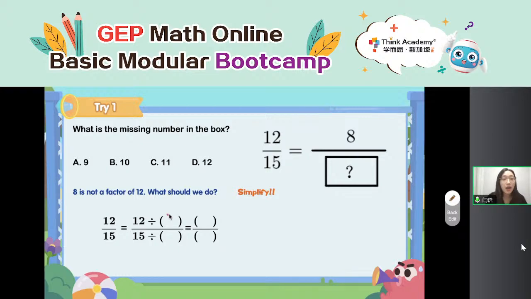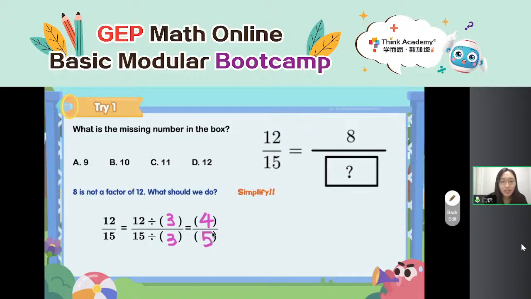So 12 divided by 3, what can you get? Yes, we can get 4. And what about the 15? 15 must be divided by 3 as well, because they must be divided by the same number at the same time. What is 15 divided by 3? You will see it is 5.